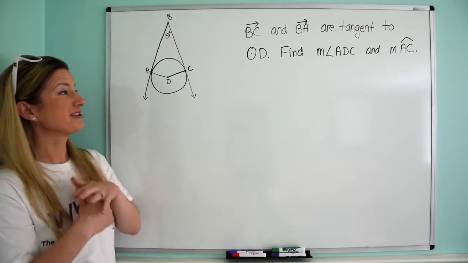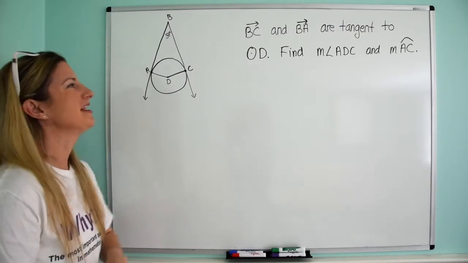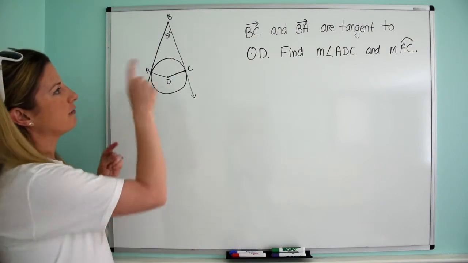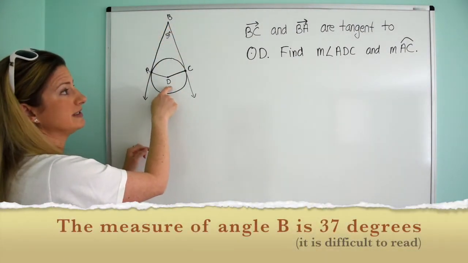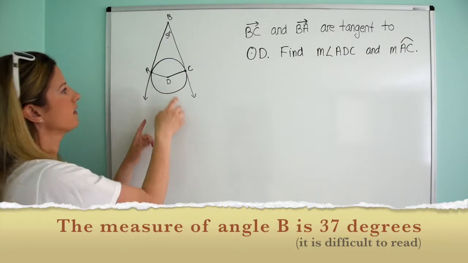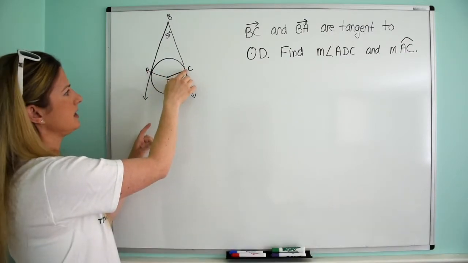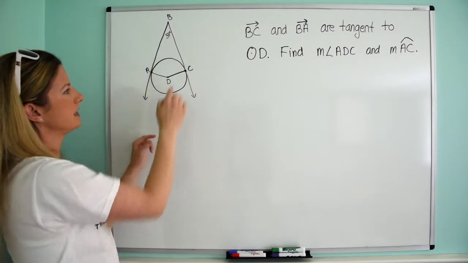It's a big problem, so let's take a look. We've got ray BC and ray BA, and we know they are tangent to circle D. Find the measure of angle ADC and the measure of arc AC.